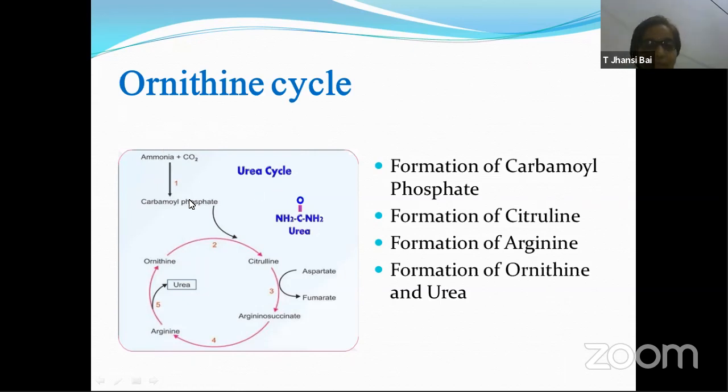Then, in the second step, this carbamyl phosphate is taken by ornithine over here, and then it forms the second substance, which is called citrulline. Here again ATP is used up. Then citrulline, in the third step, converts into arginosuccinate.